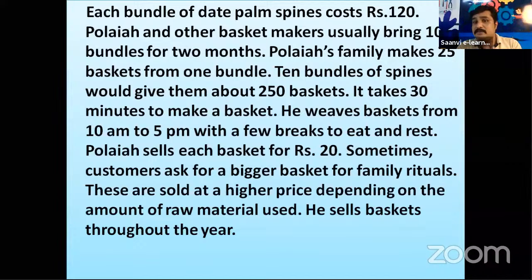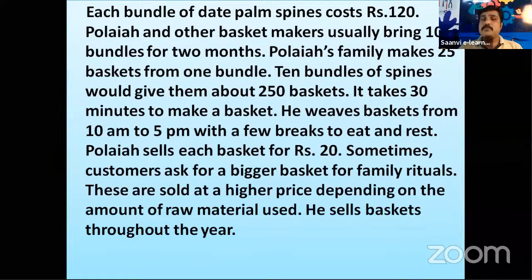And see, he weaves baskets from 10 a.m. to 5 p.m. with a few breaks to eat and rest. See here, morning 10. Timing they have given; maybe early morning he may start and continue up to 5 o'clock, he continuously does this work, and he makes nearly 25 baskets. In the same way, Polaya sells each basket for 20 rupees. Sometimes customers ask for a bigger basket for family rituals. So here Polaya sells baskets at 20 rupees per basket.